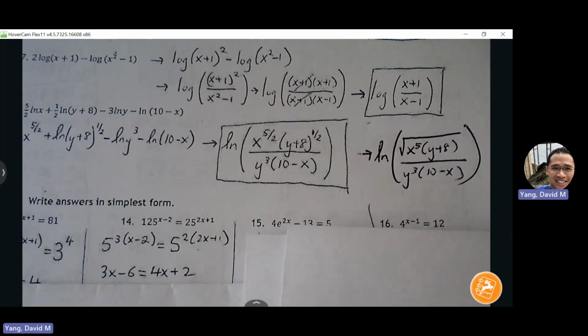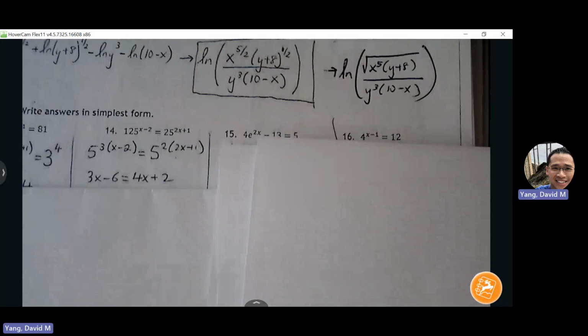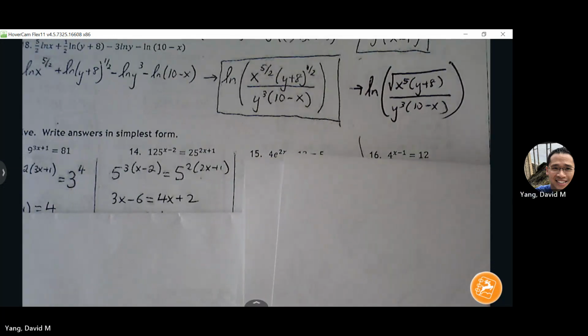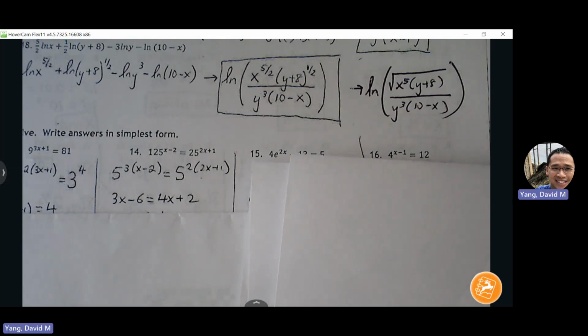So 125 is 5 cubed. 25 is 5 squared. Once I get that set up, I can remove the bases and then focus on my exponents. Distribute the 3 through, distribute the 2 through, and then solve for x.